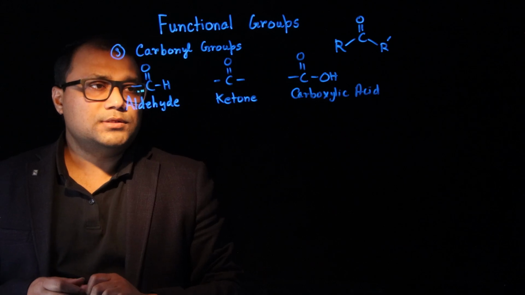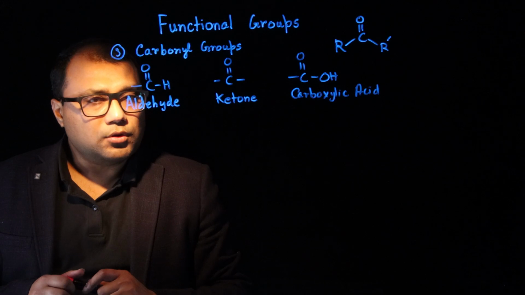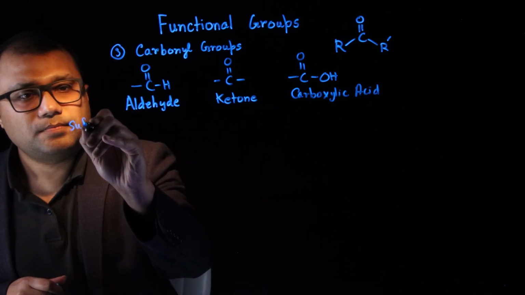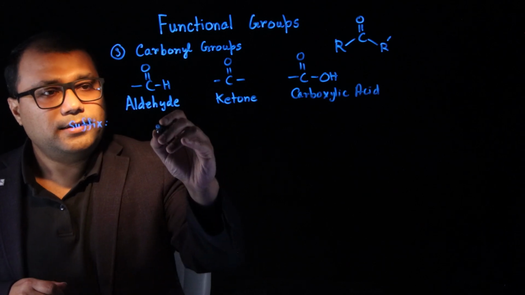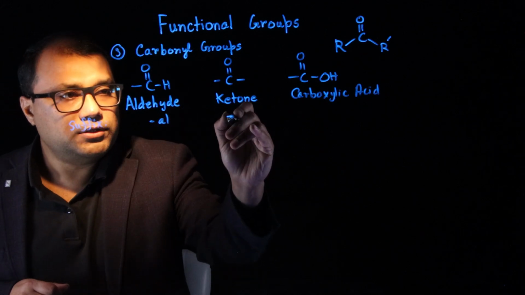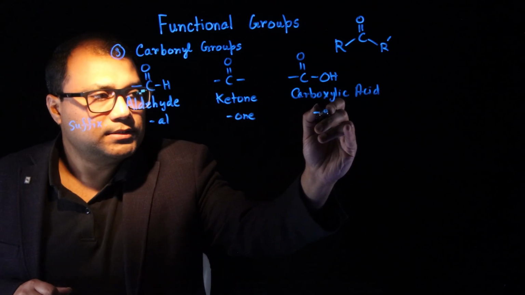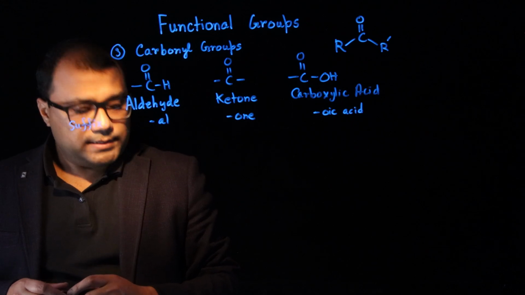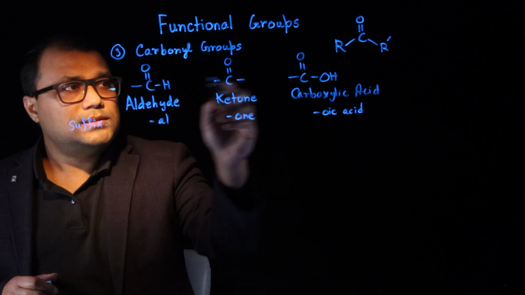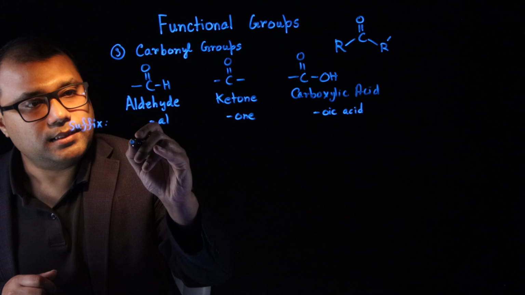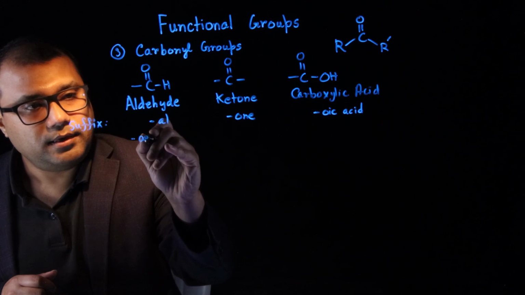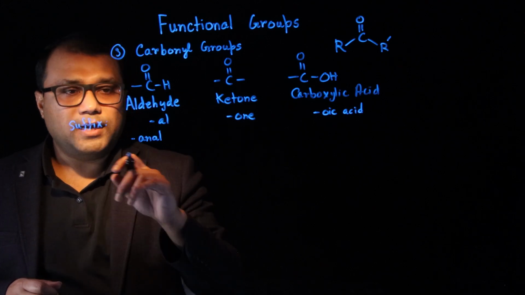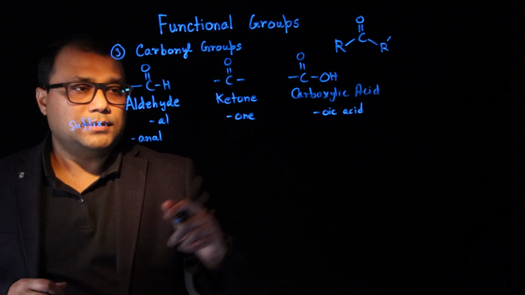Now, nomenclature of all these three follow a similar pattern, so I club them together. So all of these, the name will go in the suffix. So what is the suffix for each of these? For aldehyde, it's al. For ketone, it's one. And for carboxylic acid, it's oic acid. So for example, if this R is an alkane, then this will become A-N-E, we remove the E. So propanal, butanal, or ethanal, things like that.